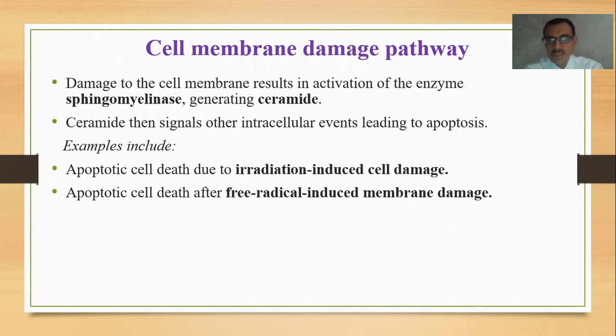And finally, the cell membrane damage pathway. The damage to the cell membrane results in activation of the enzyme sphingomyelinase, generating ceramide. Ceramide then signals other intracellular events leading to apoptosis. For example, apoptotic cell death due to irradiation-induced cell damage, or apoptotic cell death after free radical-induced membrane damage.